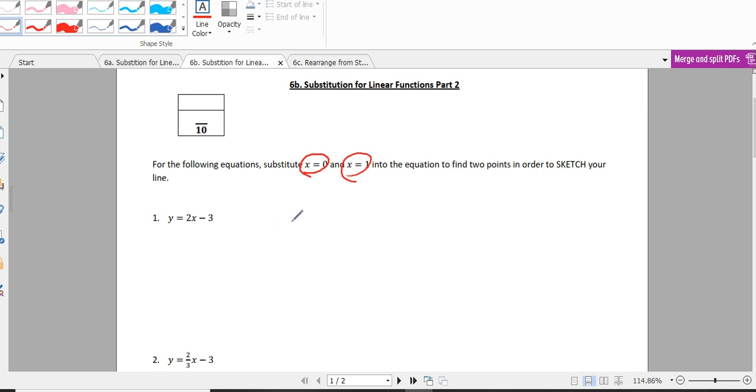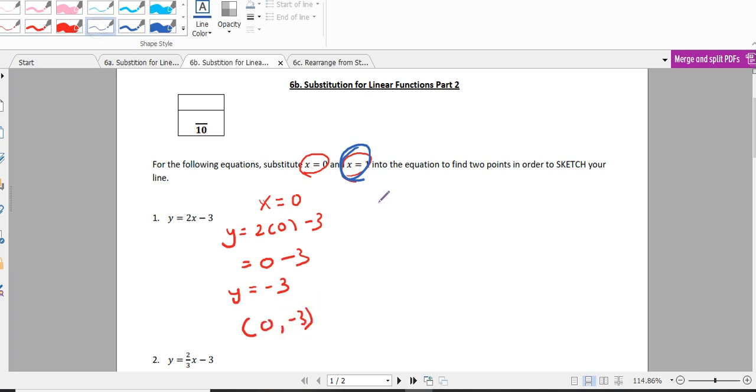Now, x equals 0. Let's use blue for this. Okay. So x equals 0, I'm going to sub this in. So y equals 2 times 0 minus 3. y equals 2 times 0 is 0 minus 3. So y equals minus 3. So my first point would be 0, minus 3.